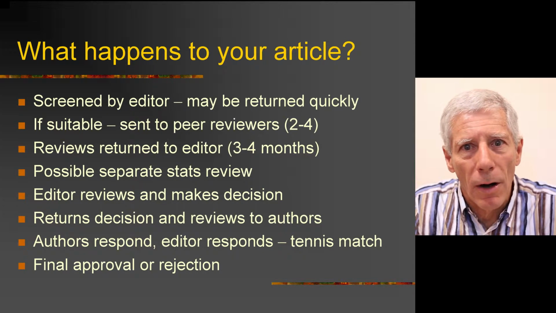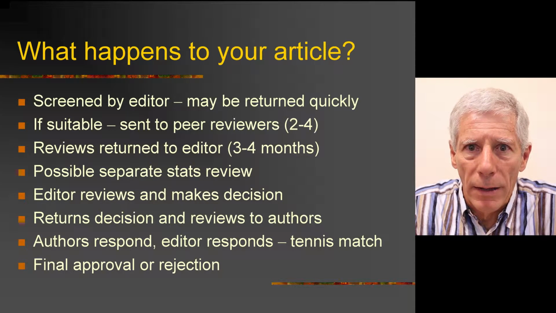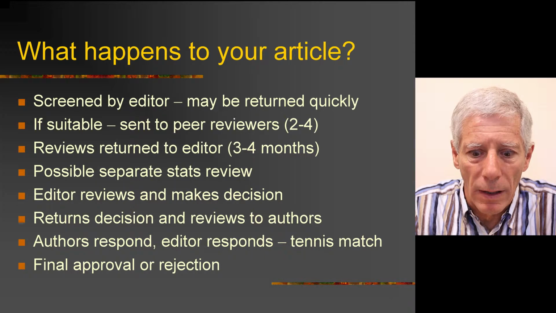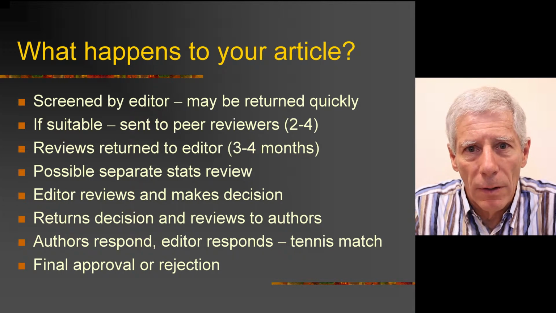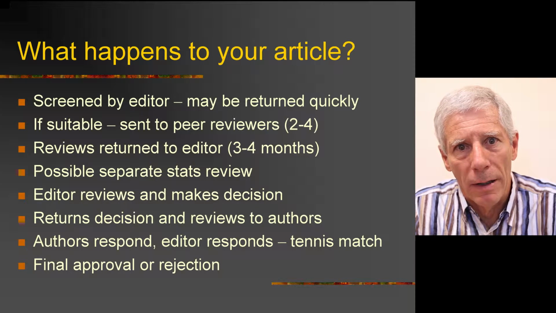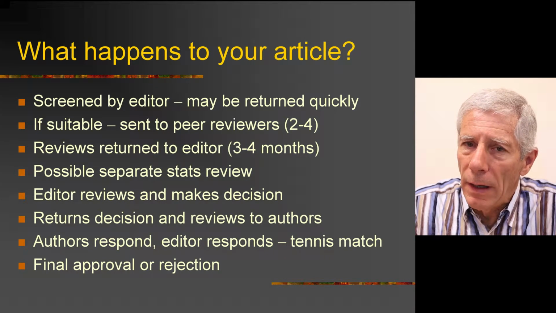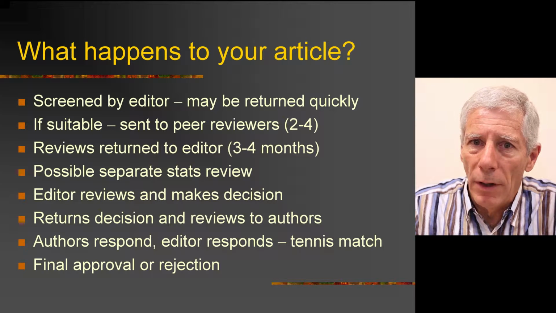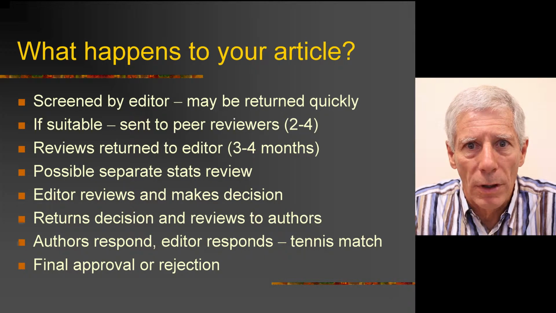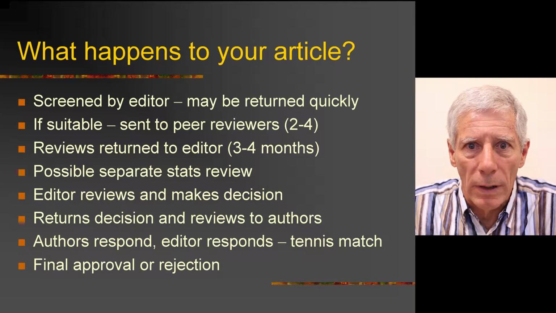So what happens to your article when it reaches the journal? It's usually screened by an editor right off the bat within the first few days. And if the editor feels that it's not appropriate for the journal, either the subject matter or the content, they will return it to you quite quickly. However, if they think it's at least somewhat suitable, they will send it out to perhaps 2 to 3 reviewers, and these reviewers will then have to work on it over the next few weeks.